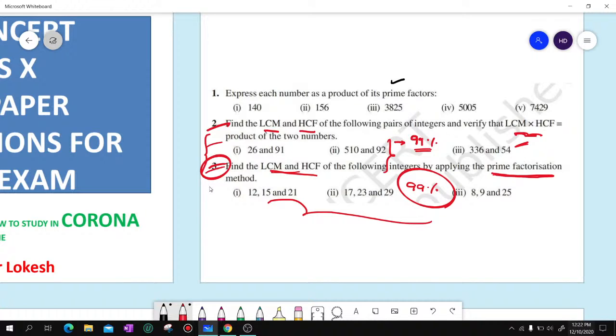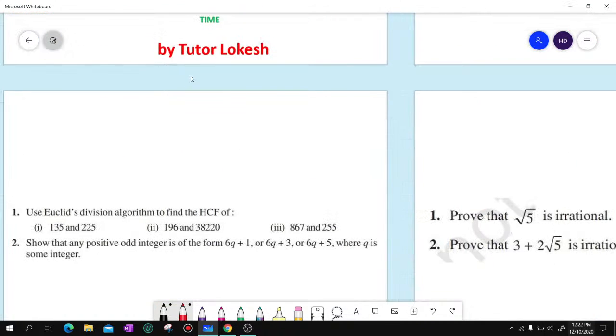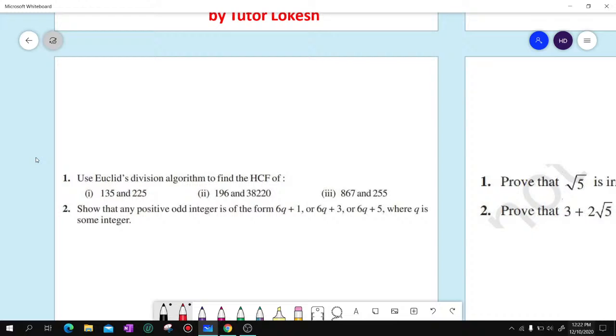Now, use Euclid division algorithm to find HCF. And one more question is, show that any positive odd integer is of the form 6q plus 1, 6q plus 3, 6q plus 5. You have other questions like 3q and 9q, etc. But remember, for basic paper, the probability of asking the question is highest for 6q plus 1. For basic paper, they won't ask for squaring or cubing of a number. They'll just ask for any positive integer. So the chance of getting this question is more than 80%.